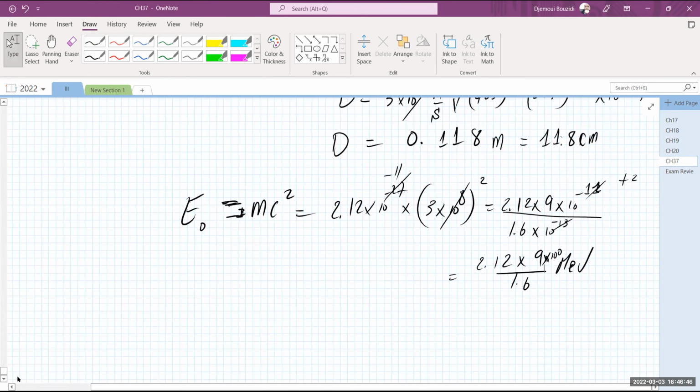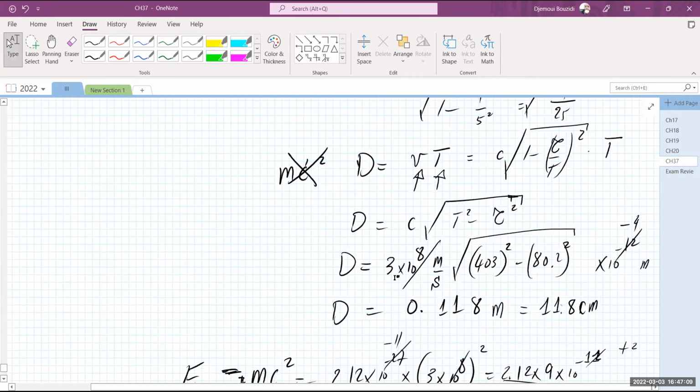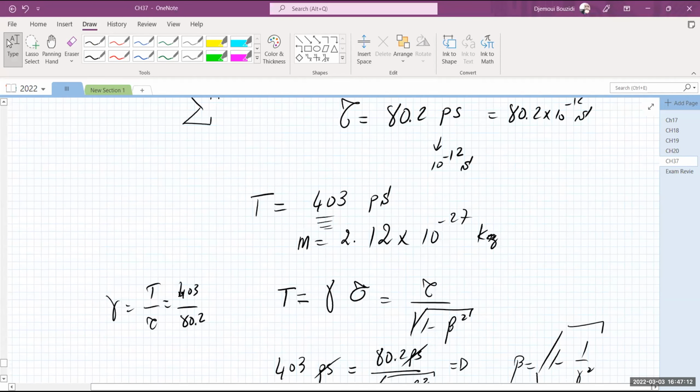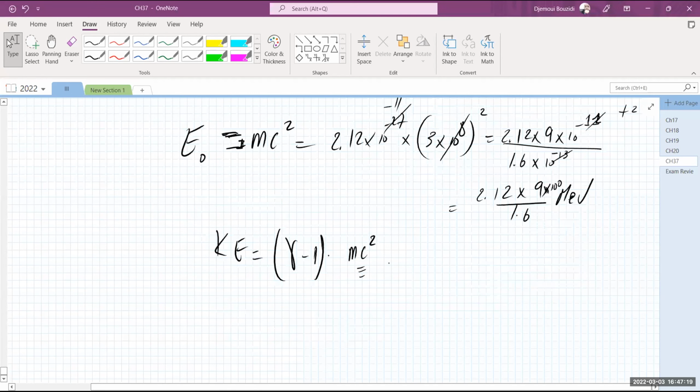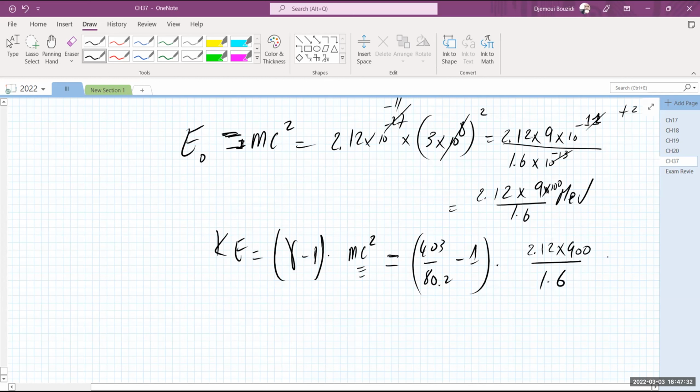And the kinetic energy then, KE, is gamma minus 1 times mc squared. Remember, you just found E naught. All you have to do is multiply by gamma minus 1. And gamma minus 1, if you remember, you already found gamma. Gamma is the ratio 403 divided by 80.2, so that's gamma actually. So this should be 403 over 80.2 minus 1 times the value that you found from there. And this is in MeV also.